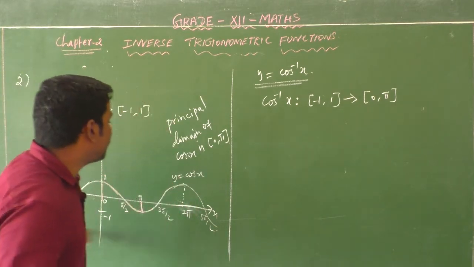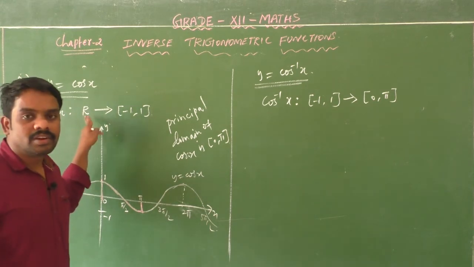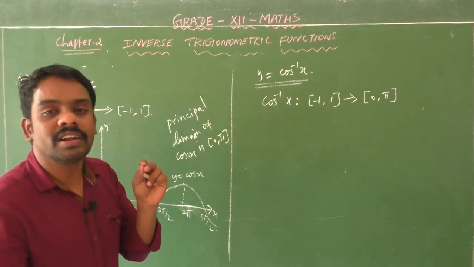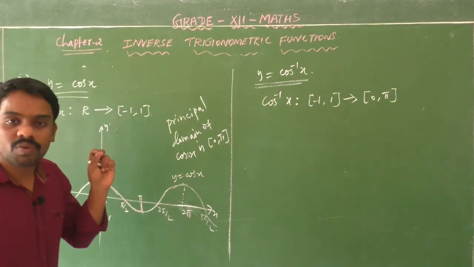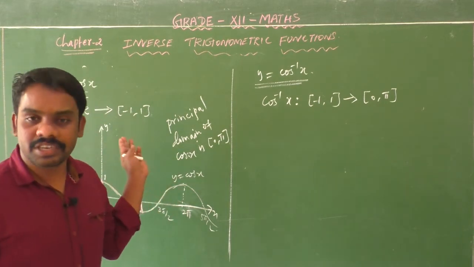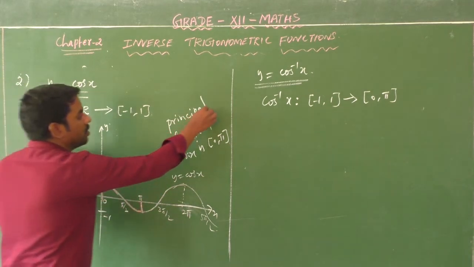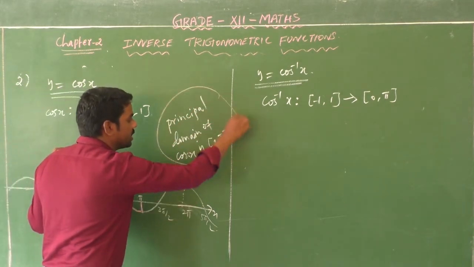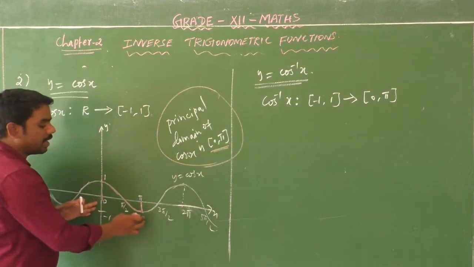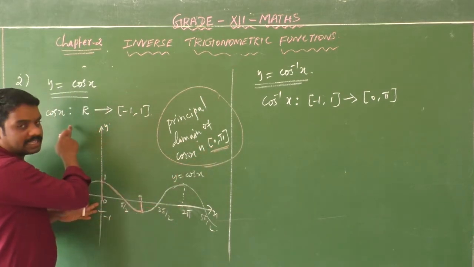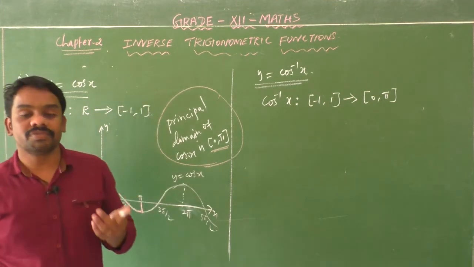So the whole interval, x belongs to R, the set of all real numbers. Take the domain as the set of all real numbers. This function y equal to cos x is not one-one and onto, that is, not a bijective function. We restrict the domain to the principal domain. Take the principal domain 0 comma pi. In 0 comma pi, this function y equal to cos x is one-one and onto, that is, a bijective function.